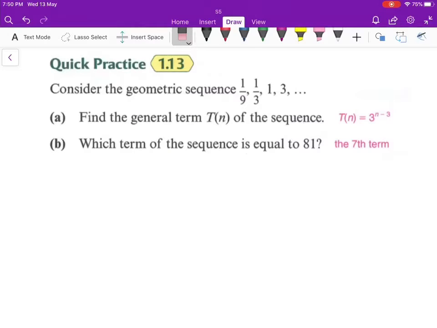First of all, quick practice 1.13, take a look at this. Consider a geometric sequence. That means they already told you that this is a GS. We have the common ratio and the first term, right? So we need to find the general term. Super easy. How can we do it?